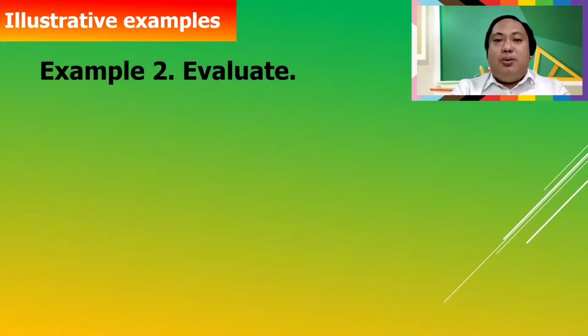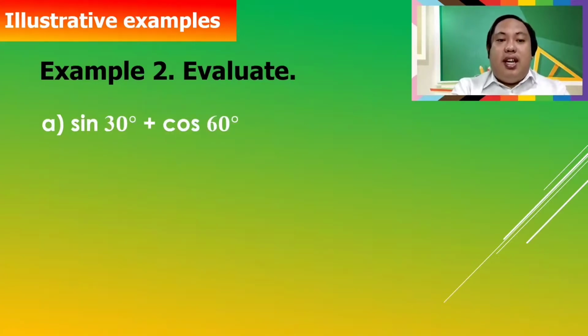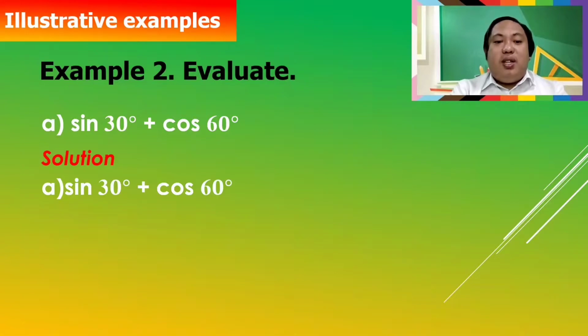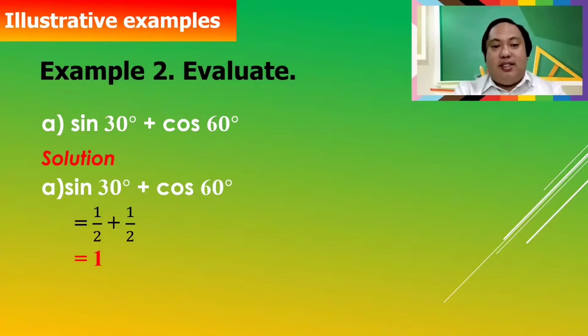Let's have example number 2. Evaluate. When we say evaluate, you are going to find the value of the given expression. A. Sine 30 degrees plus cosine 60 degrees equals? So we have the solution. Sine 30 degrees equals 1/2 plus cosine 60 degrees equals 1/2. 1/2 plus 1/2 equals 1. Hence, sine 30 degrees plus cosine 60 degrees equals 1.